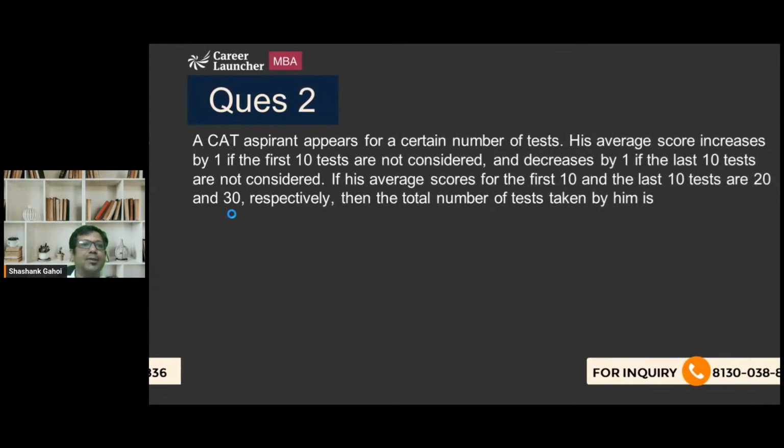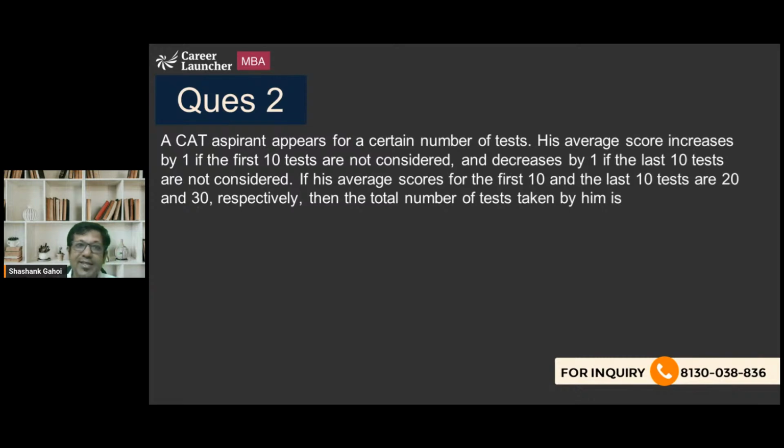What does it say? A CAT aspirant appears for a certain number of tests. How many tests, the question doesn't say. His average score increases by 1 if the first 10 tests are not considered, and decreases by 1 if the last 10 tests are not considered. If his average scores in the first 10 tests and last 10 tests are 20 and 30 respectively, what is the total number of tests taken by him? Okay, let's start.